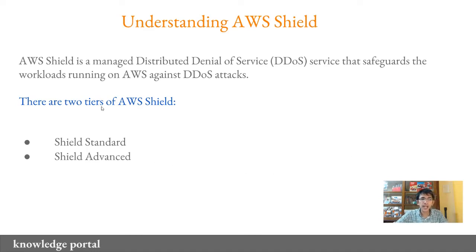Now, there are two tiers of AWS Shield which are available. One is Shield Standard and the second is Shield Advanced. One of the very common scenarios nowadays is the distributed denial of service attack, and it actually brings the website down. And this is the reason why a lot of customers have been asking for a solution which can protect against large scale DDoS attacks, and AWS Shield is one of the solutions which can help in this scenario.